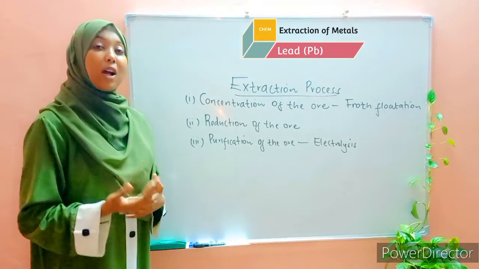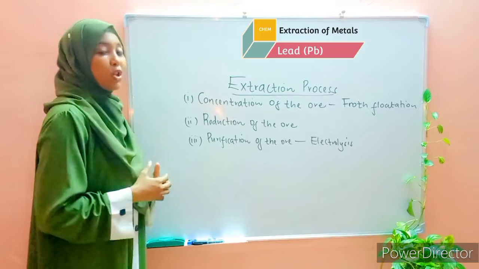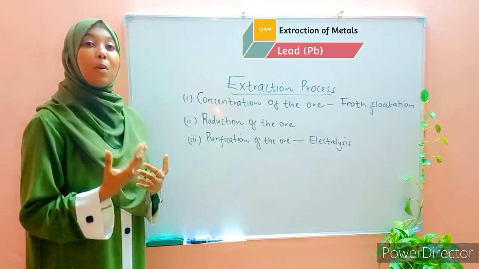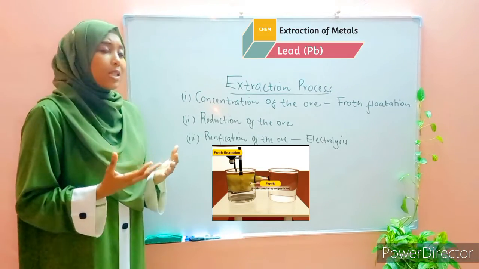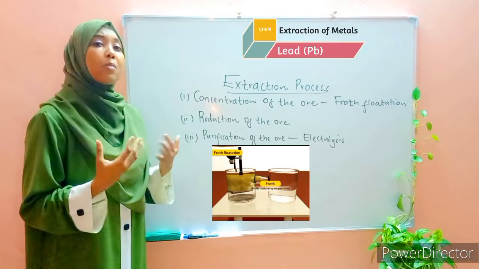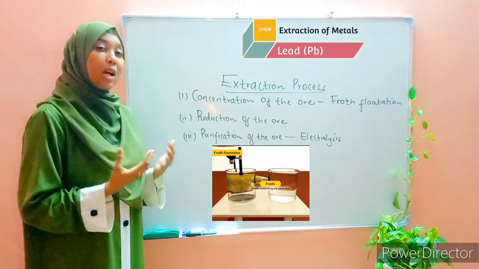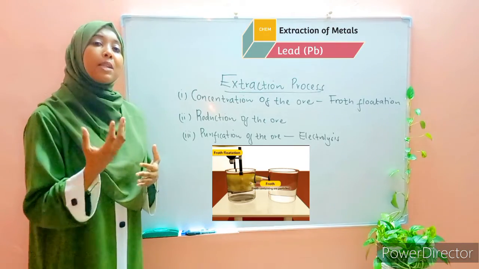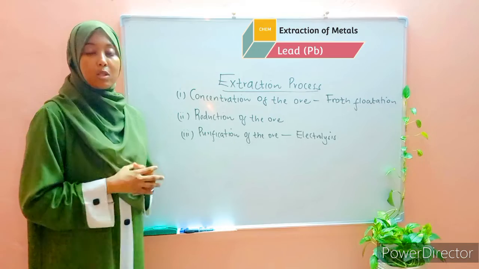Extraction of lead occurs in three main steps. Step number 1 involves concentration of the ore. This is done through a process called froth flotation. Now in this process, what essentially happens is that as many of the impurities as possible are removed from the ore. In case you're interested in learning more about what happens during froth flotation, please check out my video on extraction of copper where I go into details about it.